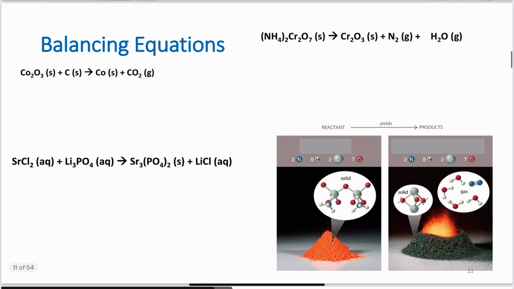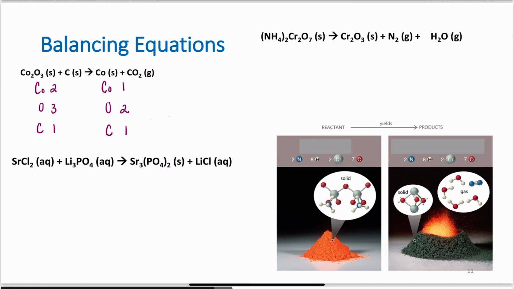First thing I'm going to do is write underneath it Co, O, and C. I'm going to match that on the other side. Co first, O second, and C third. Now I'm going to write down how many elements I have of each species currently on that side of the reaction. On my reactant side, I currently have 2 cobalts, 3 oxygens, and 1 carbon. On my product side, I currently have 1 cobalt, 2 oxygen, and 1 carbon.